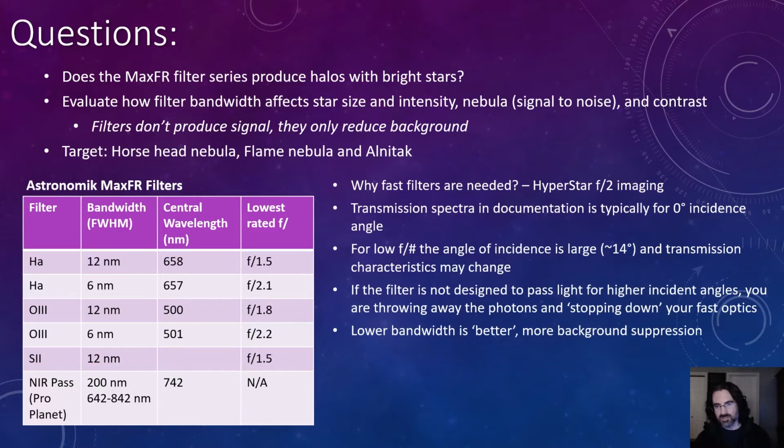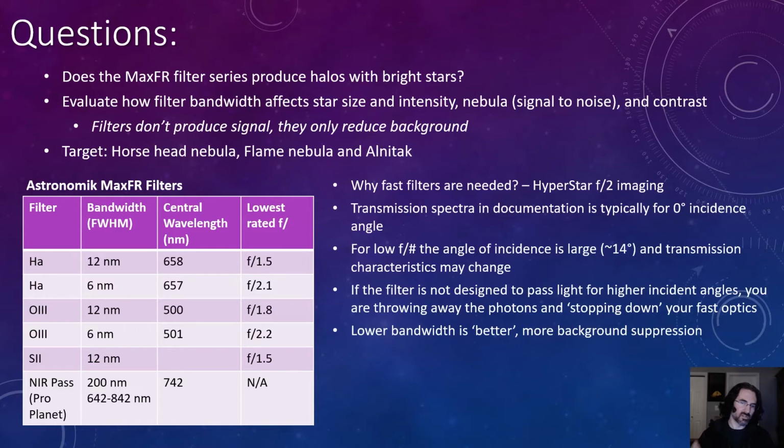So why are fast filters needed? Specifically the MaxFR type of filter, it's because I use a HyperStar, which provides f2 imaging. And when you look at the specifications for these kinds of filters, the documentation provided is typically for the 0-degree incidence angle, so light directly entering the filter.